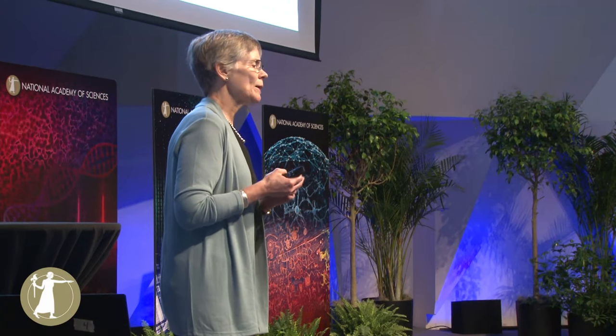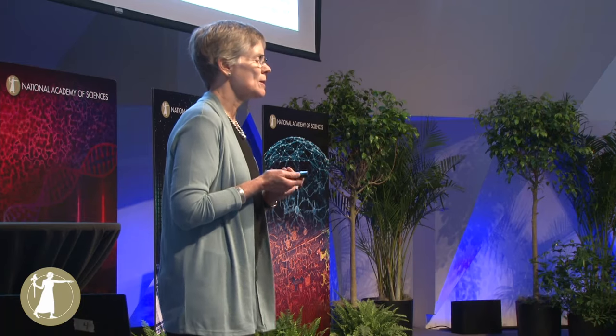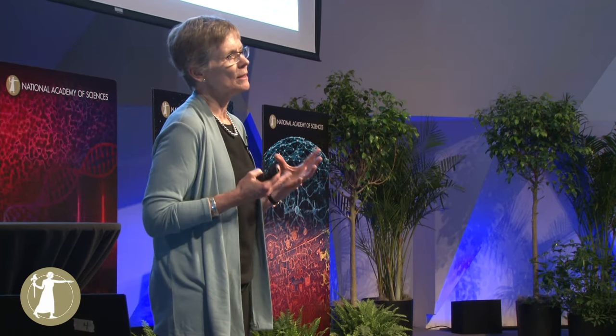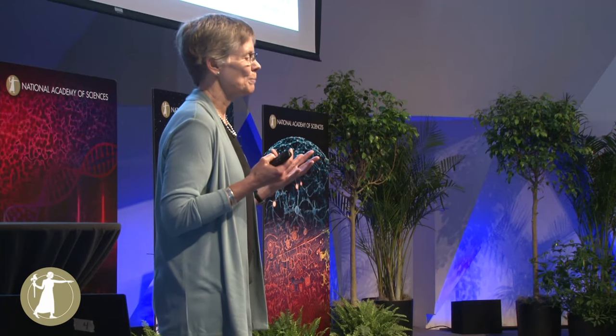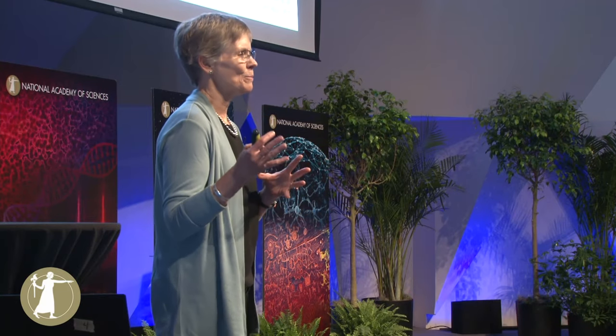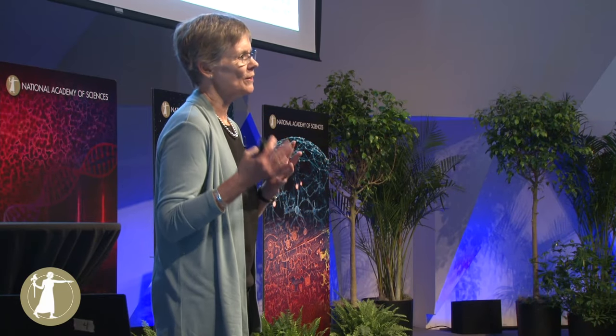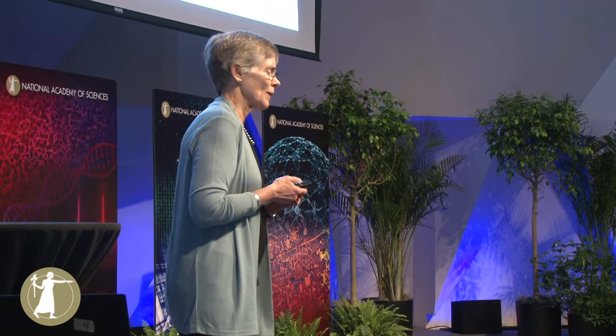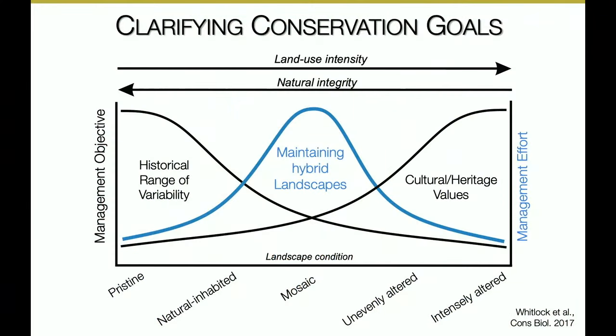So paleoecology clarifies conservation goals. When you're in that pristine part of the graph, you really have the capacity to monitor for the historical range of variability. However, when you're in the Sicily side of the graph, you don't have that ability any longer, and you really have to think about what your cultural and heritage values are in deciding what your objectives are. It's this in-between area, places like New Zealand, where you have natural and altered, that really require the most attention and I think are going to be the most challenging in terms of setting conservation goals.